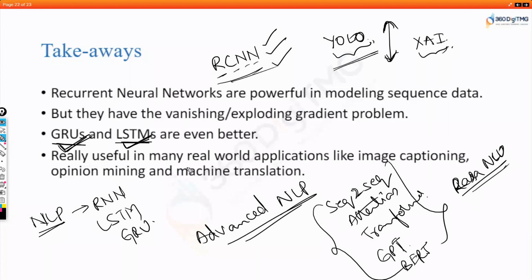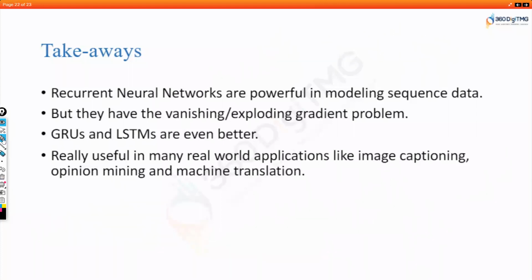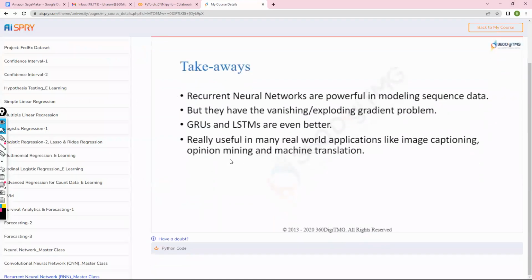And many other things is what you learn, like GANs, reinforcement learning, autoencoders, variational autoencoders. How do I automatically generate images? How do I automatically generate text? All that. But that would be part of your professional certificate program in data science and AI.